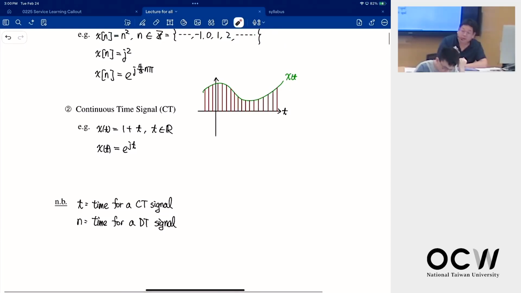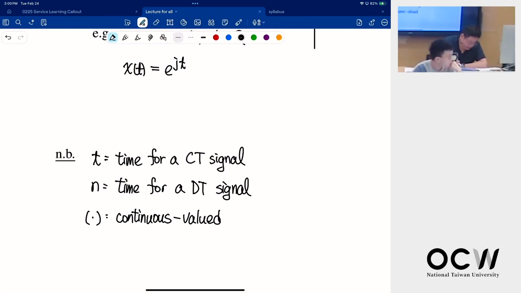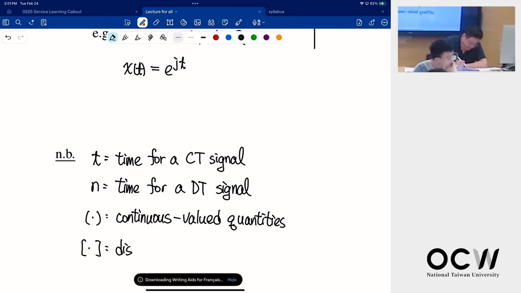You may also observe now that I have brackets and also parentheses. Okay, so if I have a parenthesis, that means it is continuous valued quantities. If I have a bracket, that is discrete value quantities.